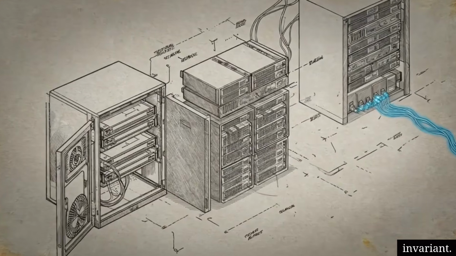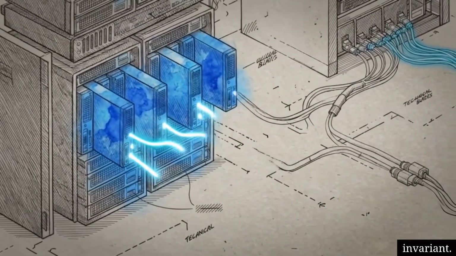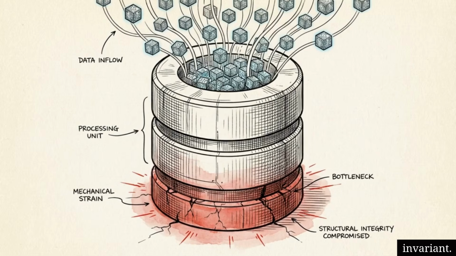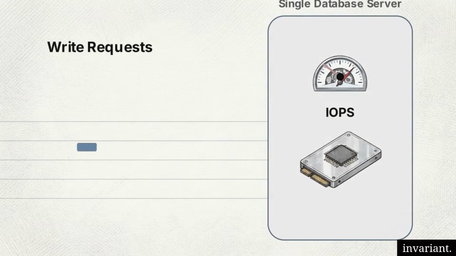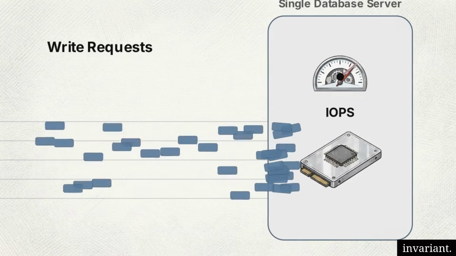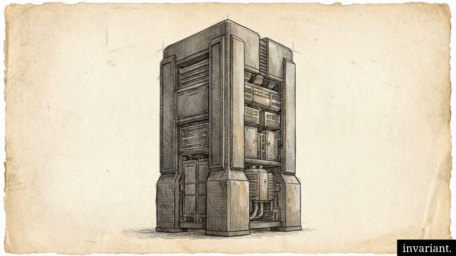A distributed system is a collection of independent nodes, each maintaining a local state, communicating exclusively by exchanging messages over physical or virtual links. When a single database server is forced to handle the massive ingestion rates of modern applications, it eventually hits a physical wall. The disk I/O controller, no matter how advanced the solid-state drive, can only process a finite number of read and write operations per second. The historical answer to this problem was vertical scaling, buying a bigger, faster machine.